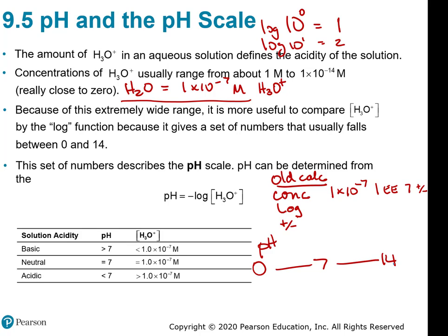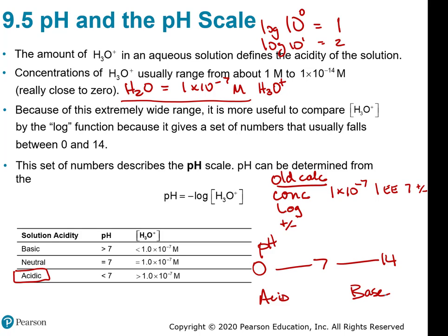Anything below 7 is an acid. Acids are pHs below 7. Bases are pHs that are above 7. So an acid has more hydrogen ions than hydroxide ions, so its concentration is going to be somewhere between 1 times 10 to the minus 0 and 1 times 10 to the minus 6.